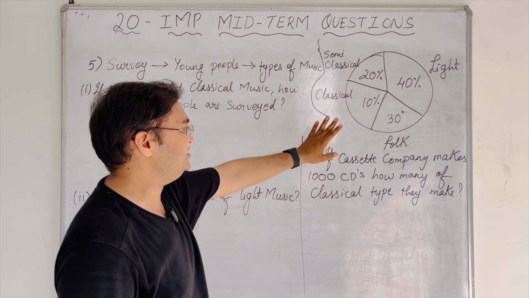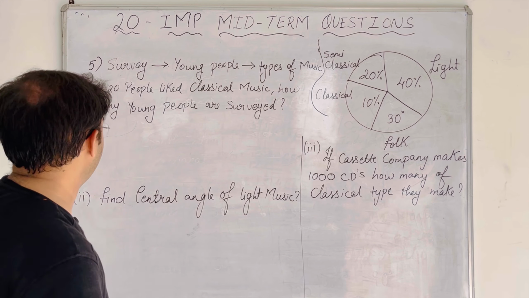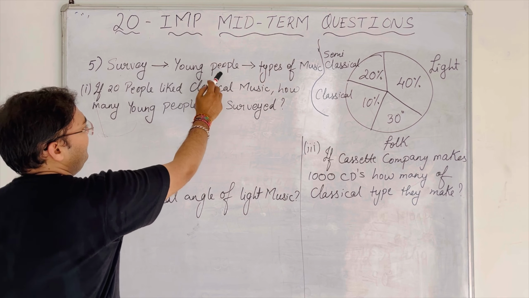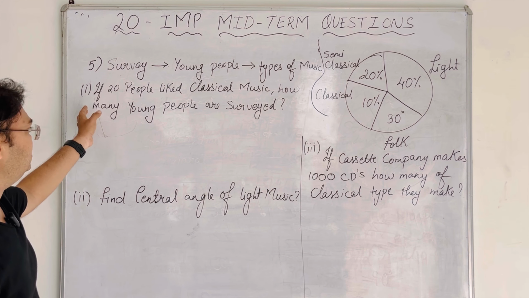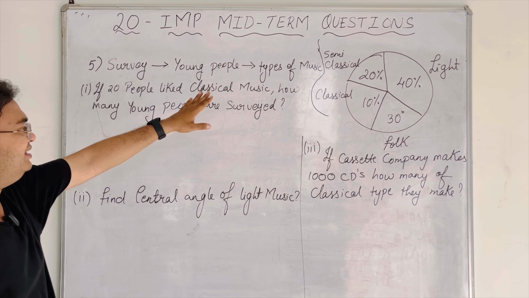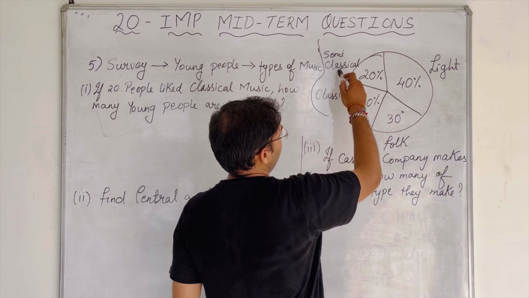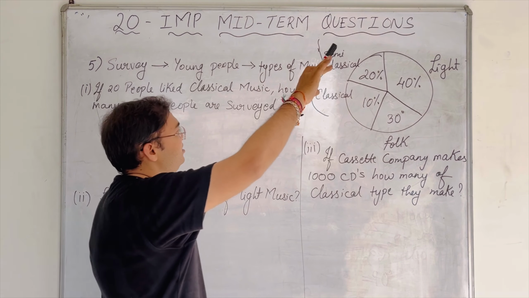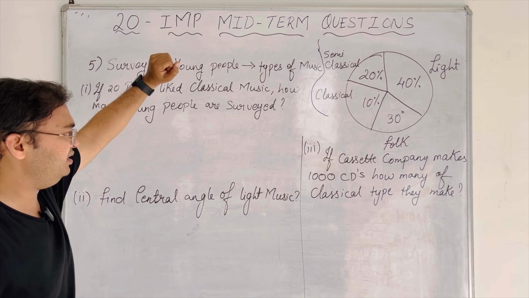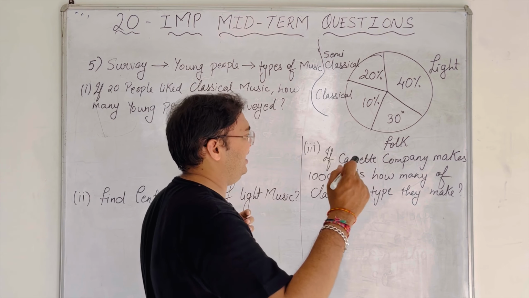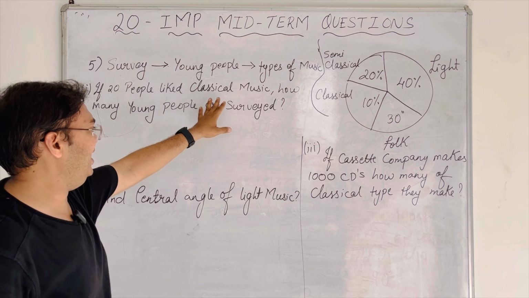One pie chart is given to you where semi-classical, classical, folk and light music are given. A survey was made of young people where types of music were surveyed. The first question says that if 20 people liked classical music, how many young people were surveyed? That means 4 types of music are being surveyed by the survey team on young people, and they surveyed which type of music is liked by how many people. So 20 people liked classical music.